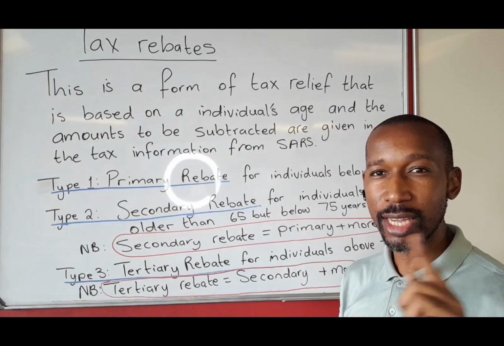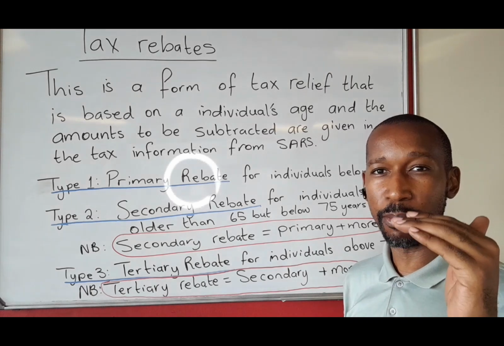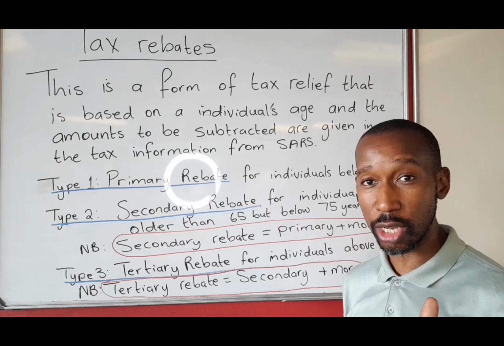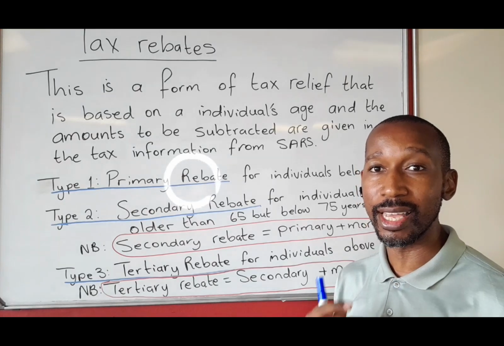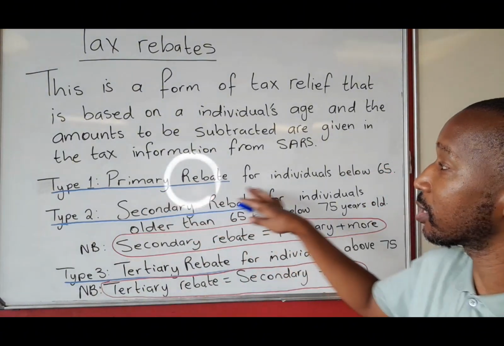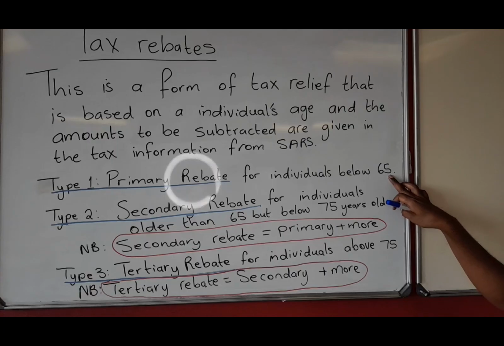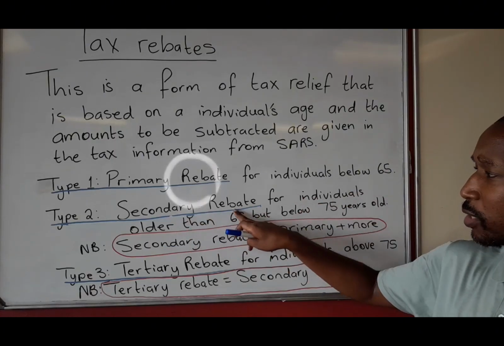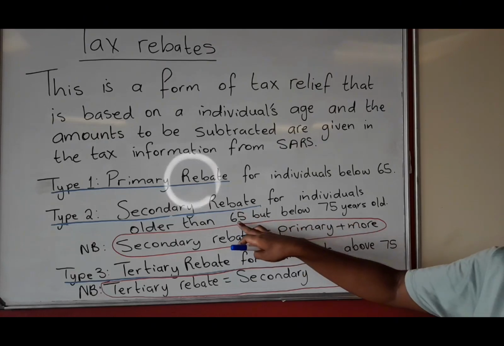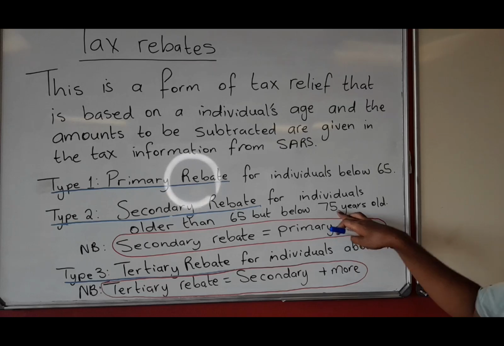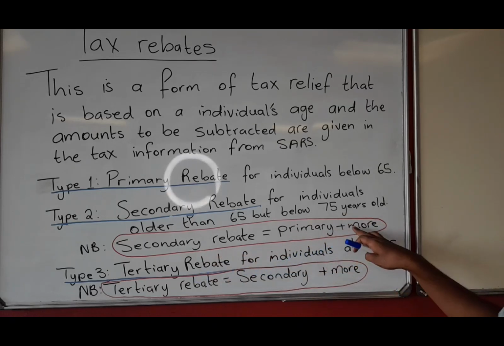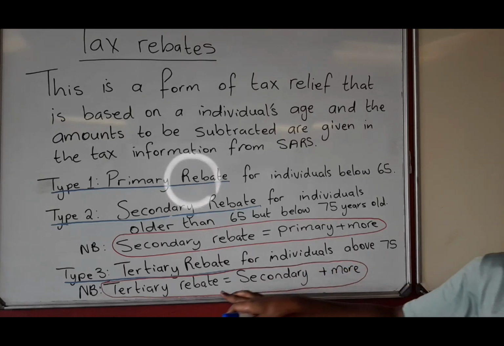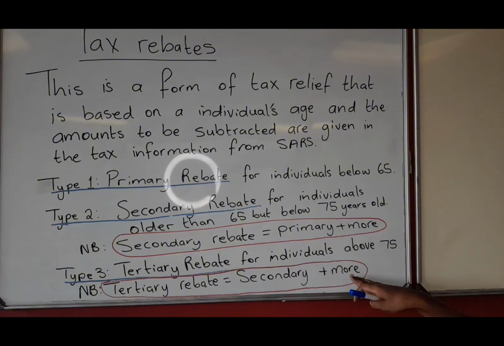So if you see a table that shows that the primary rebate is a larger amount compared to secondary, compared to tertiary, you should know that you are responsible for doing the addition yourself. That is, you have the primary rebate for individuals below 65. To get the secondary rebate, which is for individuals between 65 years old and 75 years old, the secondary rebate is actually the primary plus the additional amount given. Then the tertiary rebate, which is for individuals older than 75 years, is going to be whatever you got for the secondary, plus the additional amount, then you will be able to get the tertiary rebate.